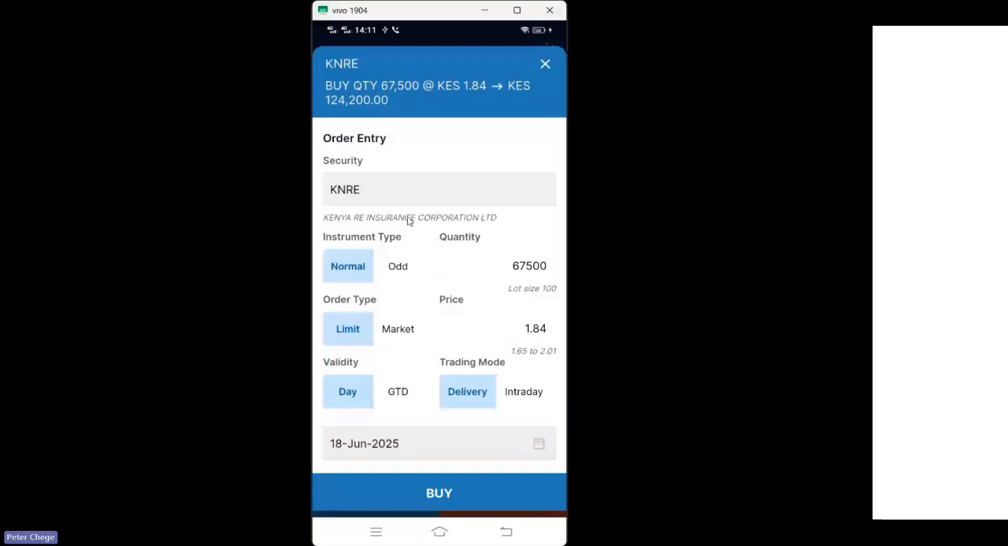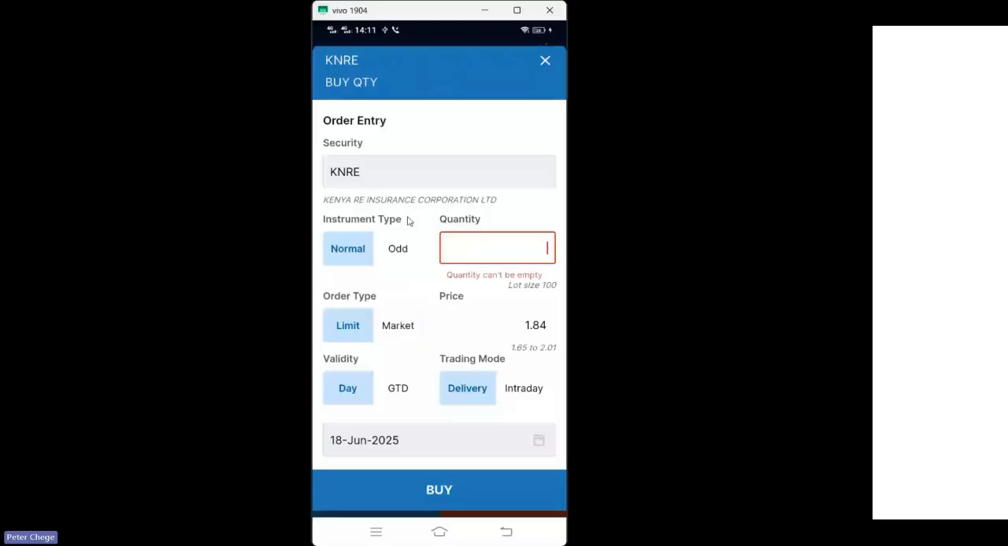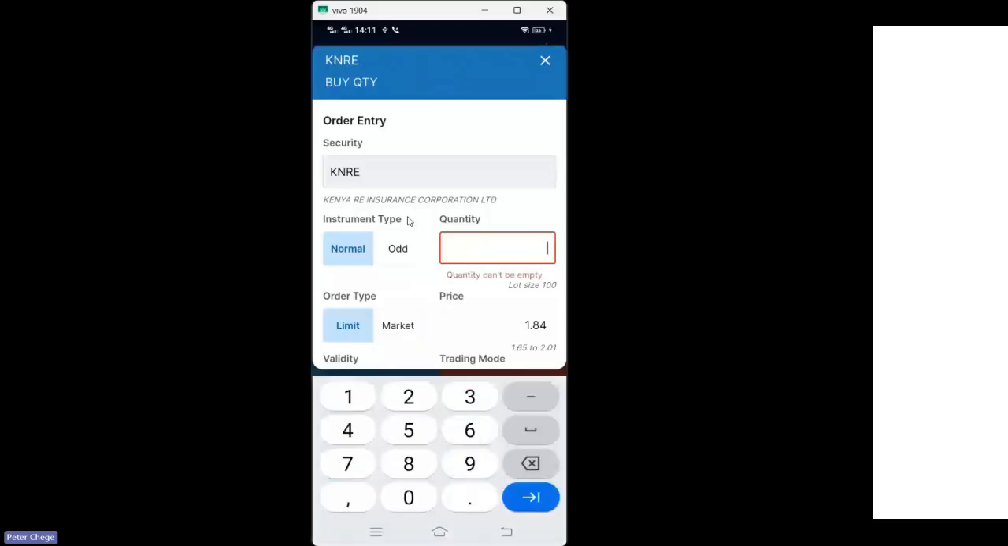We have normal and odd lots. ODD is odd lots. Normal is where you buy in multiples of 100. Lot size quantity, you can say it's 100. ODD is where you can buy one share to 99. So ODD is less than 100. Normal lot size is 100.